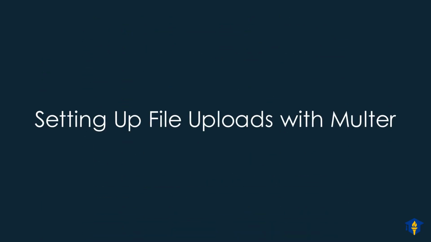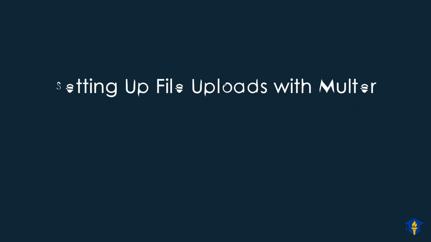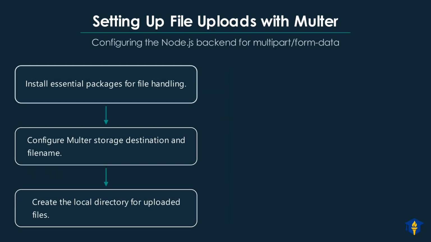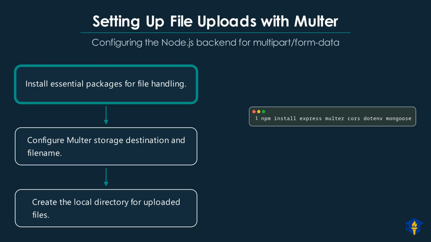Let's now set up file uploads using Multer, a popular middleware for Node.js applications. We will configure the Node.js backend specifically for multi-part form data, which is essential for file uploads. First, we need to install essential packages that will facilitate file handling and other backend operations. You will install Express, Multer, Cors, and Mongoose using the npm install command.